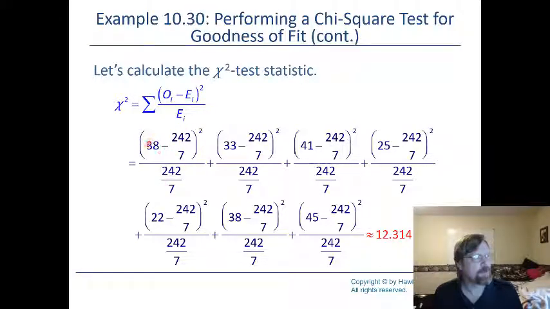Monday was 38. Tuesday was 33. Wednesday is after Tuesday. Okay, 41. Thursday is 25. You'll note that these values don't change, because we're expecting the same use every day. Those values don't change in this case. We get approximately 12.3.